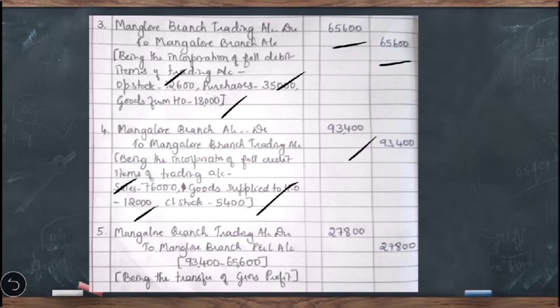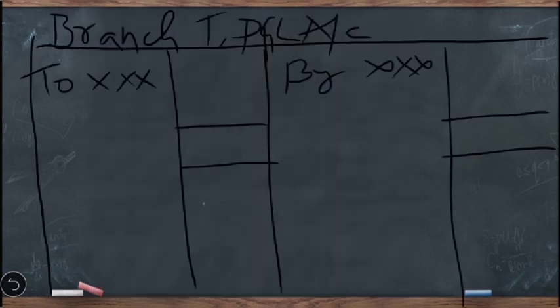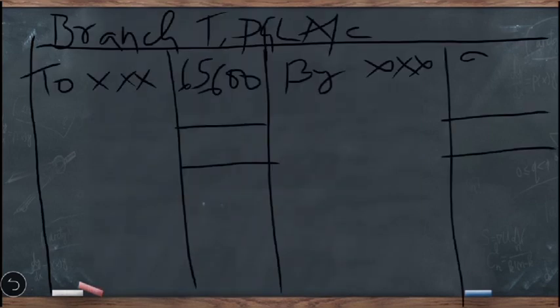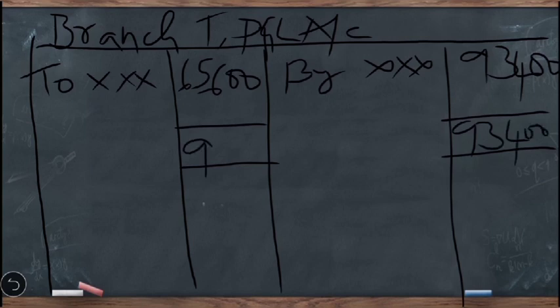After this we are going to balance the branch trading account to find out whether there is gross profit or gross loss. Let us write this in the format of branch trading account. On the debit side we have 65,600. Then on the credit side, we have 93,400. So you can just see here that credit side total is more, that is 93,400.